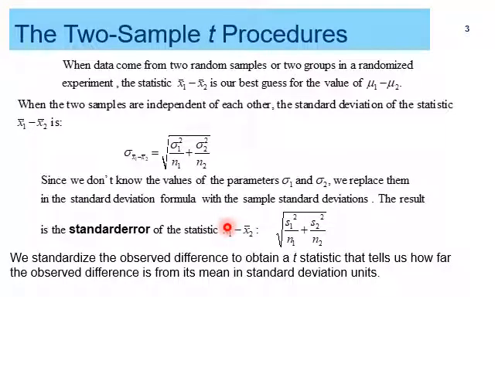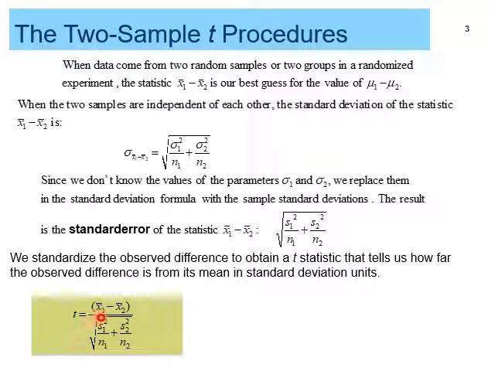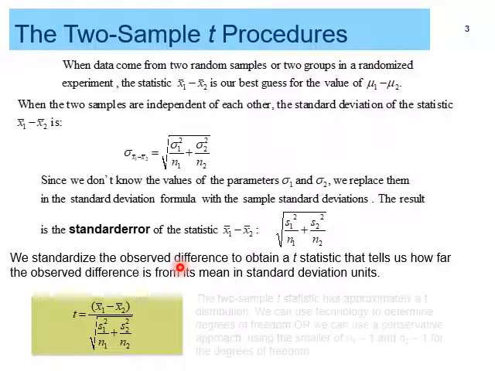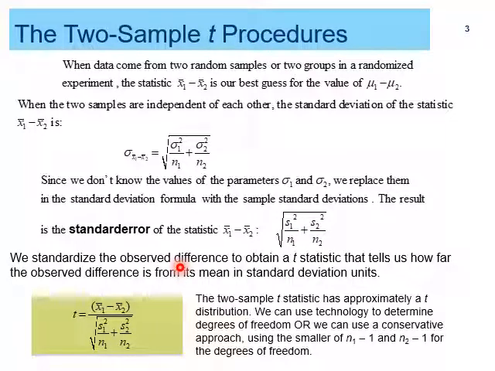So we standardize the observed difference to obtain a t-statistic that tells us how far the observed difference is from its mean in standard deviation units. So now for the t-test, we get our formula: x1 bar minus x2 bar divided by the root of s1 square divided by n1 plus s2 square divided by n2. The two sample t-statistic has approximately a t-distribution. We can use technology to determine the degrees of freedom, or we can use a conservative approach, using the smaller of n1 minus 1 and n2 minus 1 for the degrees of freedom.